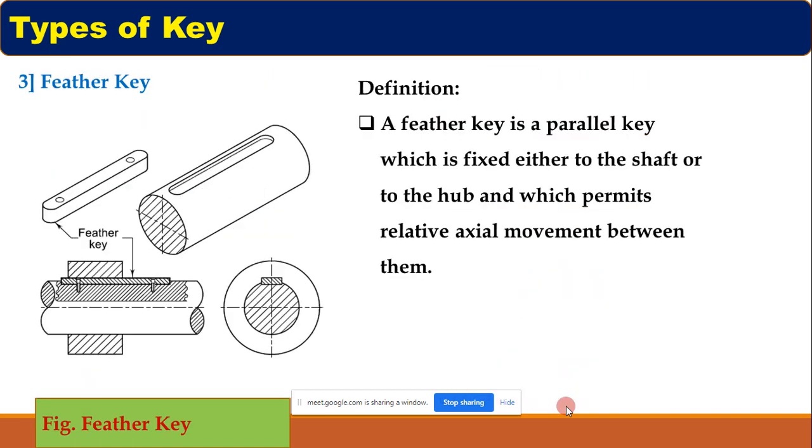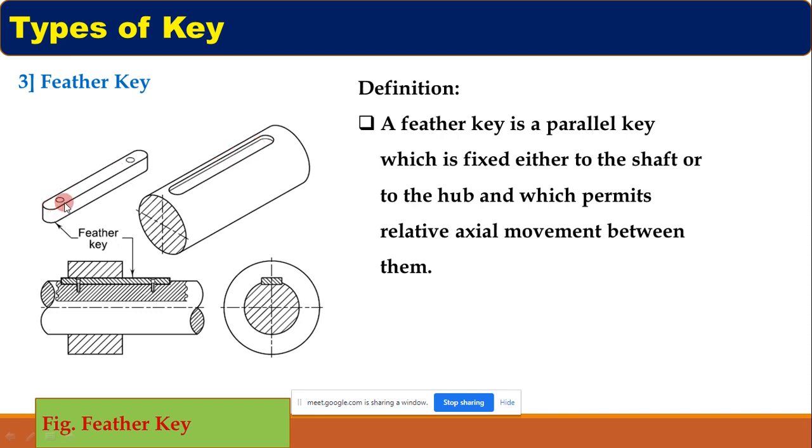Now the third type of key is the feather key. If you look at this diagram, this is the total assembly of the feather key with the hub and shaft. This is the shaft, and this is the hub. Keyway is present in both hub and shaft. In this three-dimensional figure, you can see the keyway made in the shaft by milling operation, and this is the key.